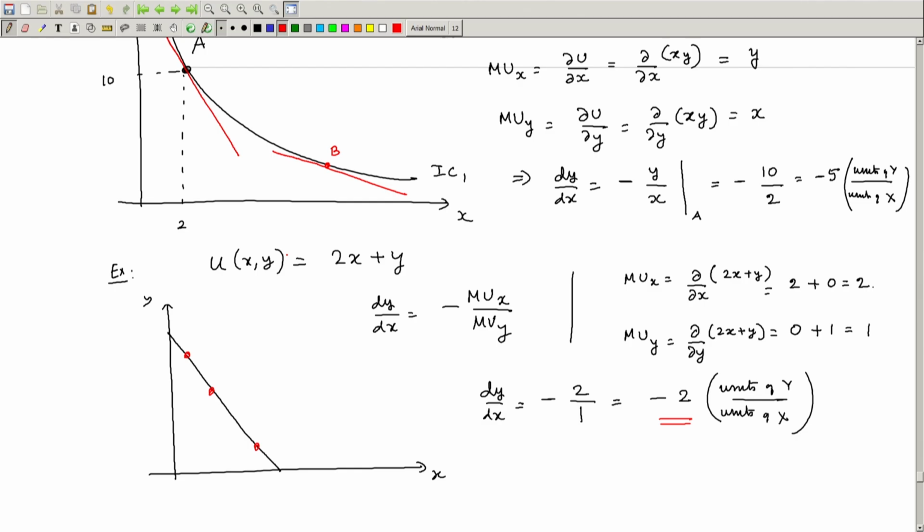What we will do next is, we have now defined slope. Using the slope, we will define a very critical concept called the marginal rate of substitution, which is going to be the central part of our discussions.